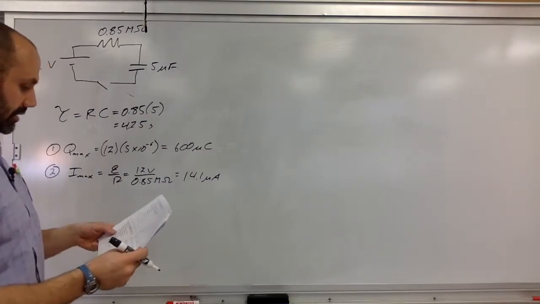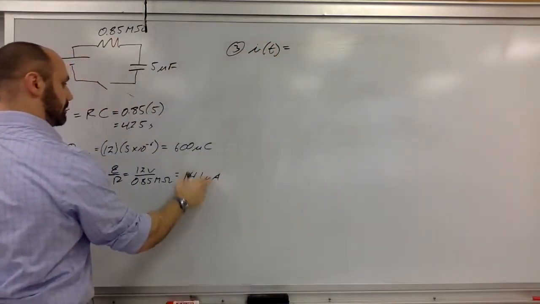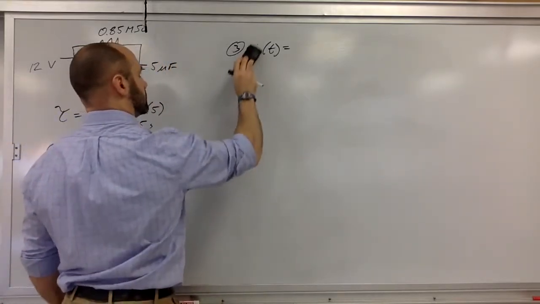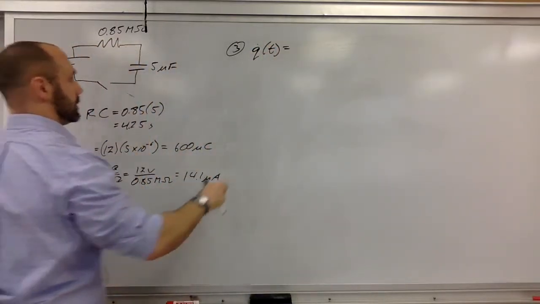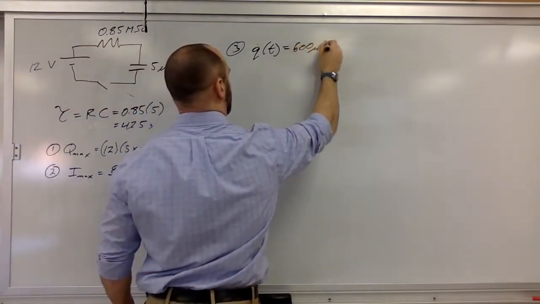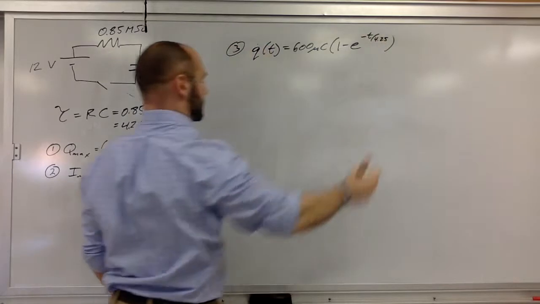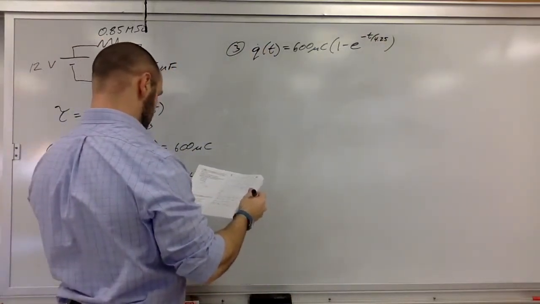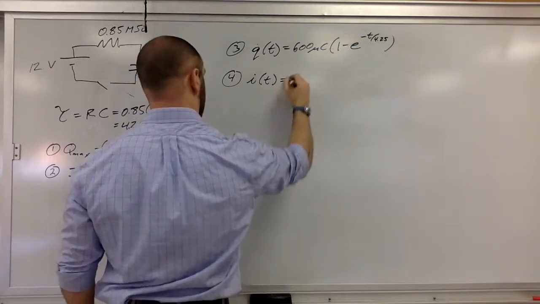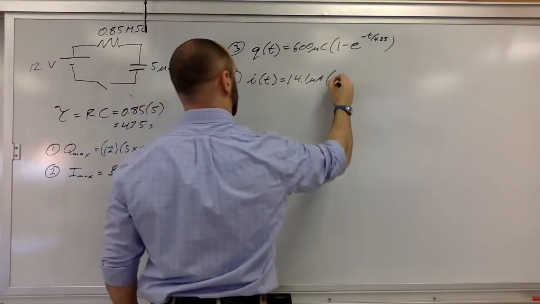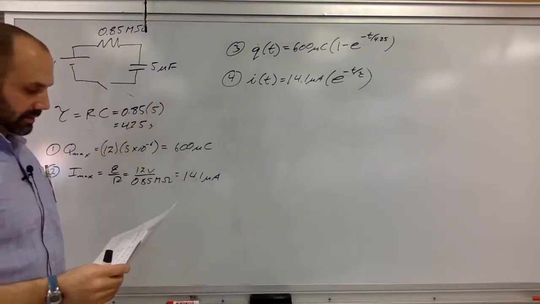And so then for 3 it says charge as a function of time. Q is something that's increasing, right? And so that's the charge collecting on the capacitor. So that's going to be this, 600 microcoulombs times 1 minus e to the negative t over 4.25, which is the time constant. And then 4 is asking for current as a function of time. Current as a function of time is going to be this, 14.1 microamps. This is something decreasing, so e to the negative t over tau, where tau is 4.25. And those are our functions.